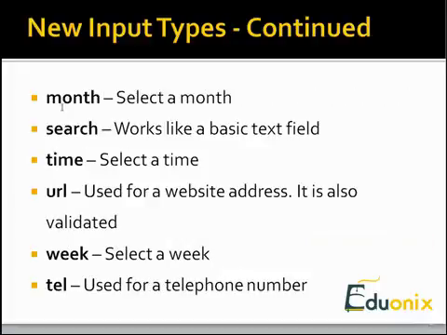Okay, so we can also have a month field, search, which basically works like a text field, time, URL. So if we want the user to enter a website and it's not a valid website, that will also be validated. And then we have a week. We can select a certain week, and we have telephone number field. So you can see these are all very handy. In the past, usually we would use a standard text field, and we'd have to validate it ourselves through JavaScript.